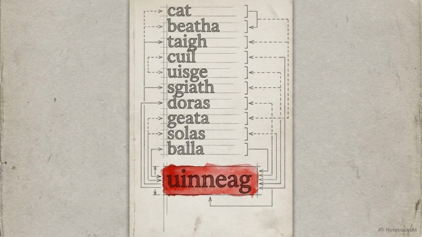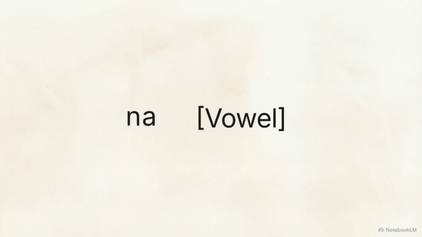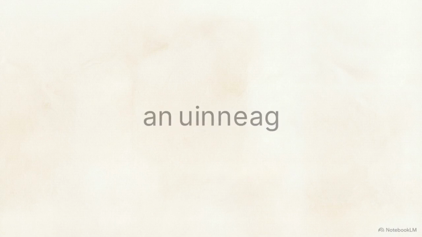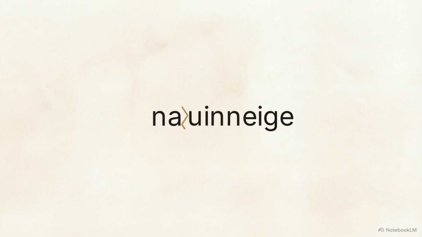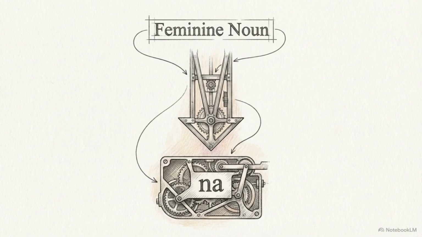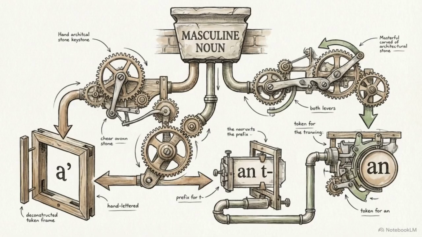There is exactly one exception to this clean structure, and it applies only to feminine nouns that begin with a vowel. Placing na next to a vowel creates a stutter in the breath. To prevent slurring, the language forces an H prefix between them. Watch unwinig. As na approaches, it hits a phonetic wall, generating the prefix to form na winige. Identifying a noun's gender immediately tells you which path the mechanics will take. You either route into the rigid na structure, or you navigate the mutating masculine matrix.